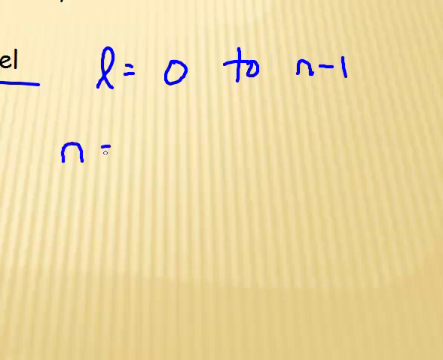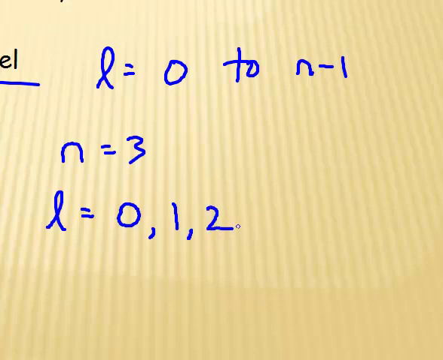So that means, going back to the third energy level, if n equals 3, L can equal 0 to n minus 1, so 0 to 2. So we show that by going 0, 1, and 2. Now, these correspond to the labels s, p, and d.